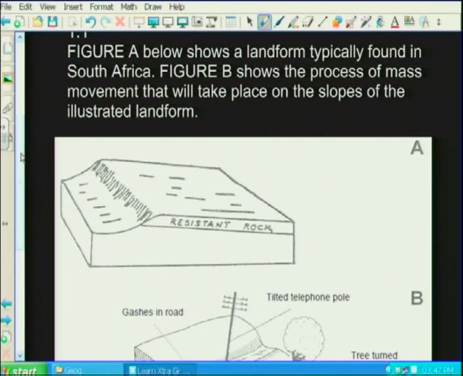We've looked at horizontal landscapes, inclined rock strata, and we've looked at massive igneous intrusions. Now, as we look at the diagram here, the clue that gives it away as to what it is, it has a label of resistant rock. The only type of structural landform that has resistant rock, and it's sitting at a bit of an angle, would be one of our inclined rock strata.